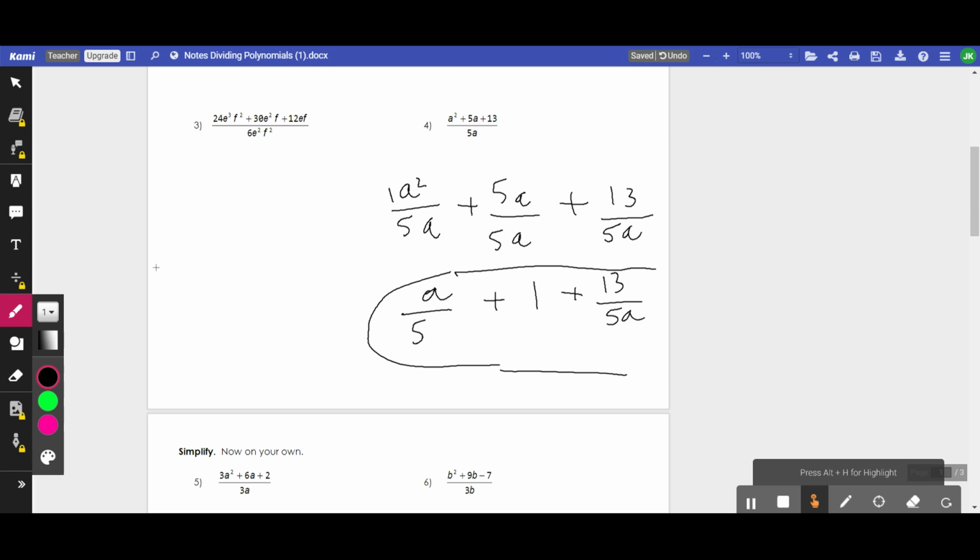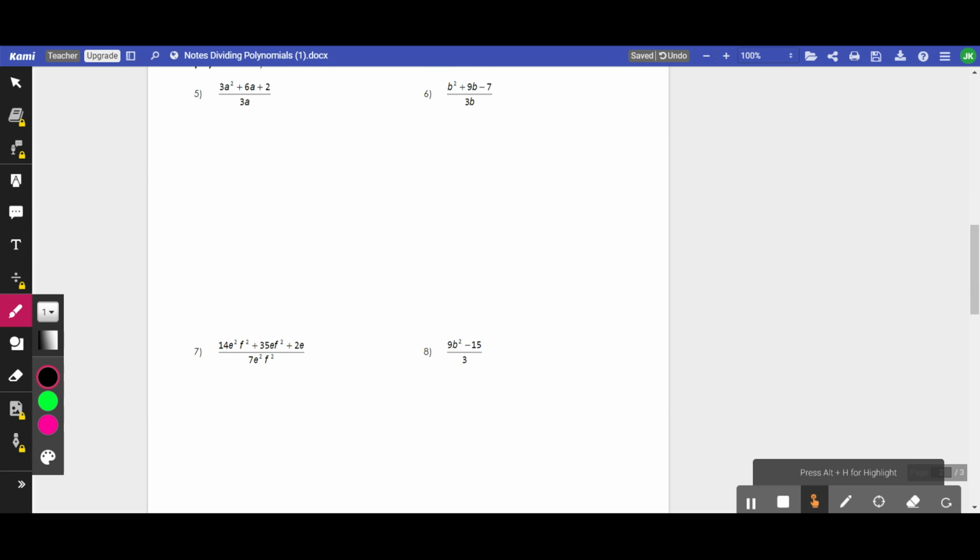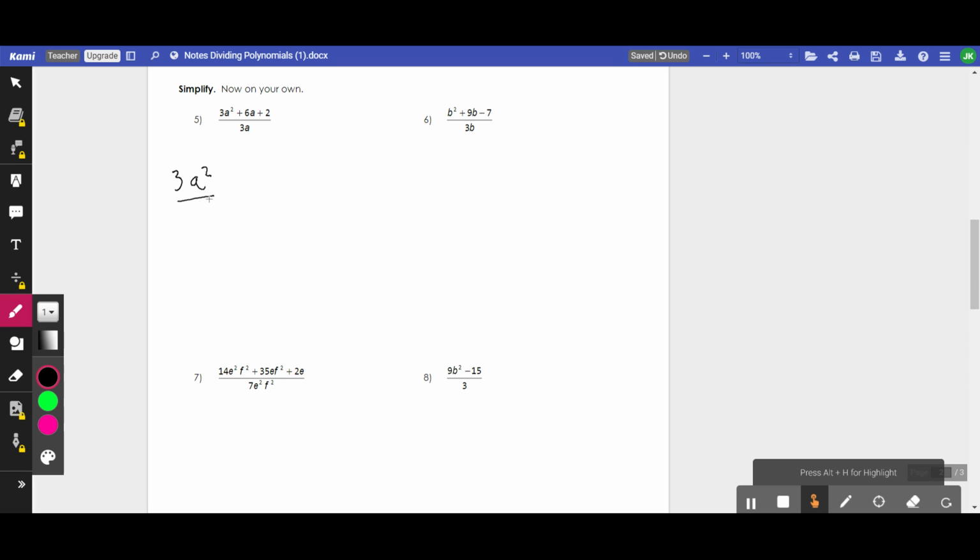And then for the next one here for number 5, so you're just going to divide each of your terms by the 3a, kind of like the others you did there. So I'll write it out to start. So you'll have your 3a squared divided by the 3a, and then your 6a divided by the 3a, and then your 2 here.